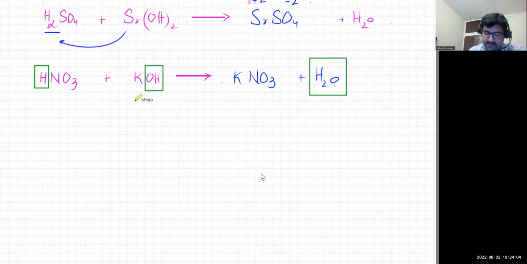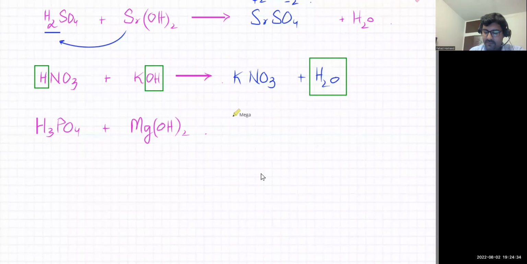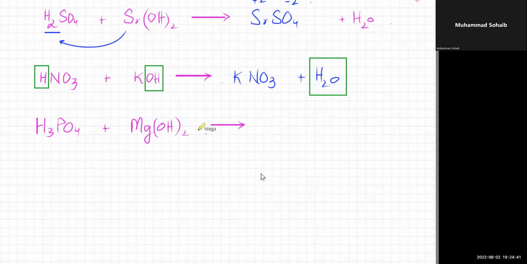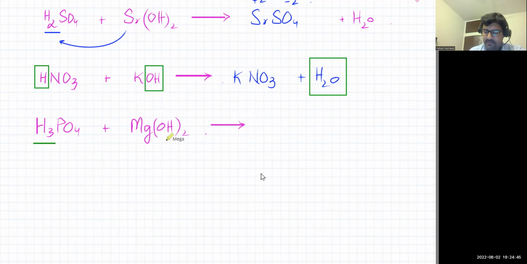So I can pick any acid. Let's take phosphoric acid now. Phosphoric acid is H3PO4, and I can react it with any base, let's say magnesium hydroxide. Now Mg is +2, OH is -1, so magnesium hydroxide is Mg(OH)2. It's just an acid-base reaction. What will happen? Magnesium phosphate. The H and the OH will combine together, and they will end up forming water.